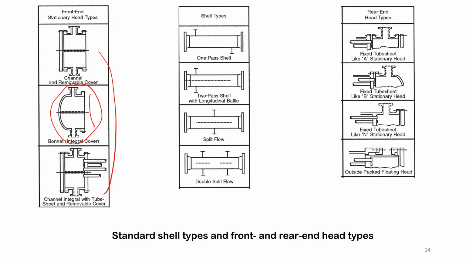You can have different shell types. You can have one shell pass, just going one straight way. You can have two shell passes. You can have a split flow, where you split the flow, and then you may have a double split flow. Each of these provides different mixing geometry, and different advantages and disadvantages.